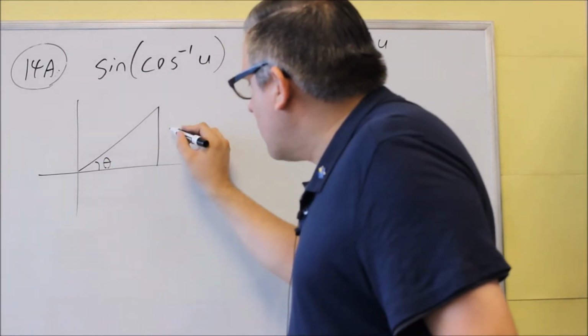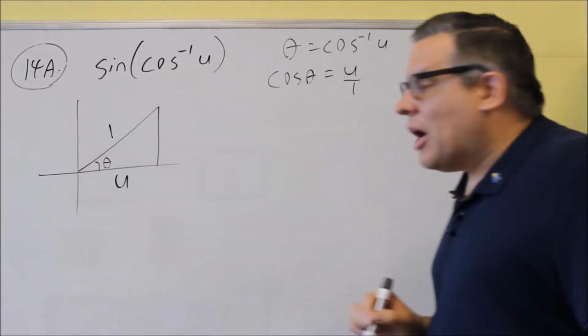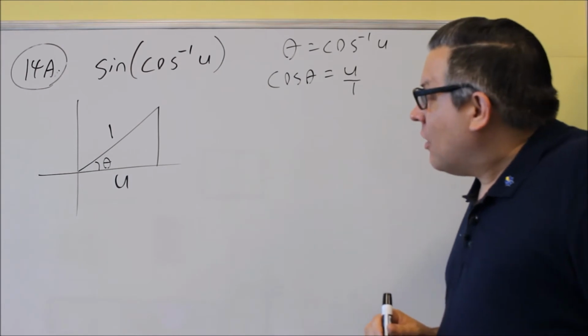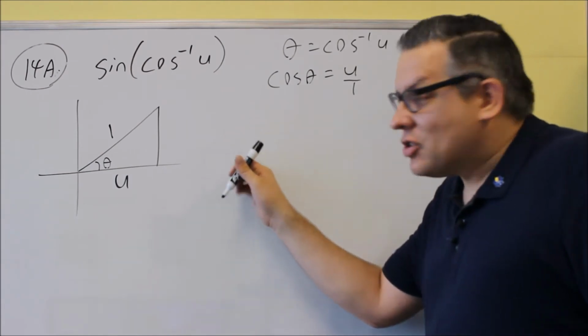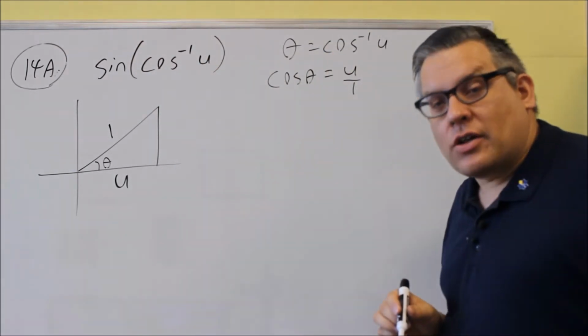Okay, so this is the opposite side, so this has got to be adjacent. So adjacent over hypotenuse, it's going to look like that. So we have u down there and we have a 1. We want to use the Pythagorean theorem to figure out this side, and then we'll use the definition for sine in order to write our answer.